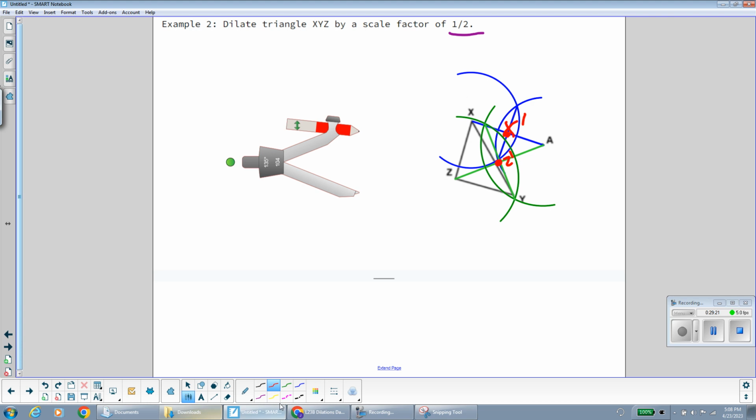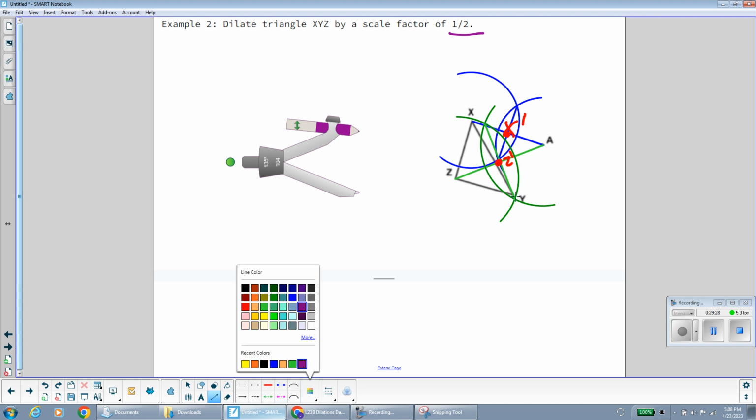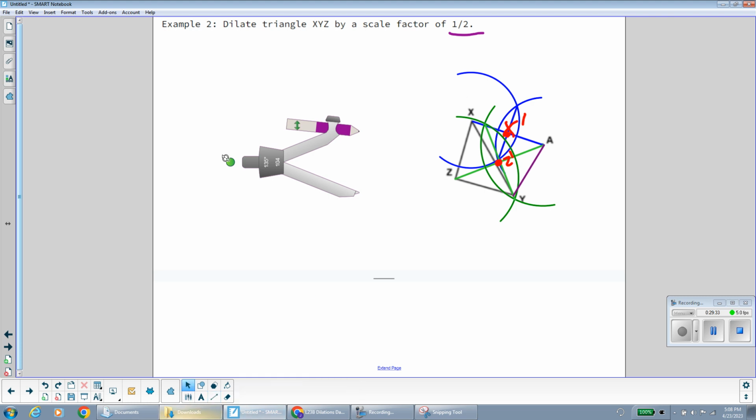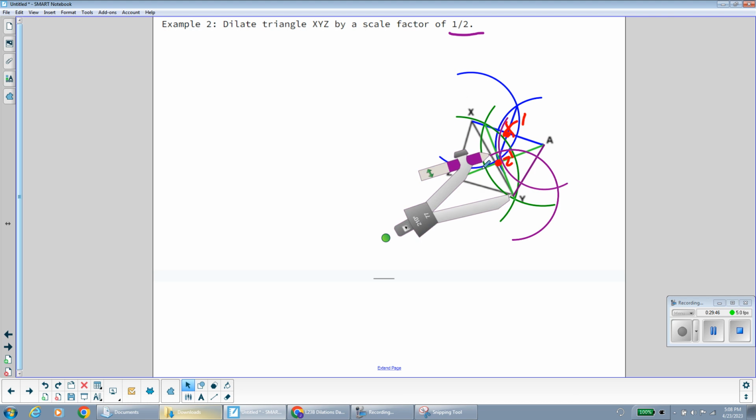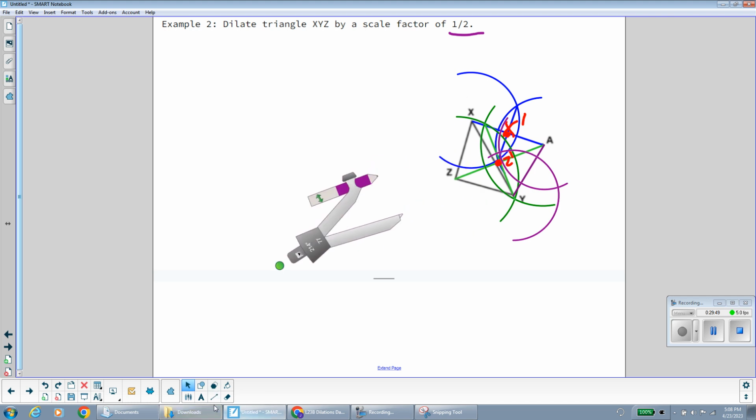As you can see, this is getting real messy. I'll do purple for the last one. Different colors definitely do help with these constructions. Connecting from point Y to the center of dilation. Same exact process. And here we have our point Y prime.